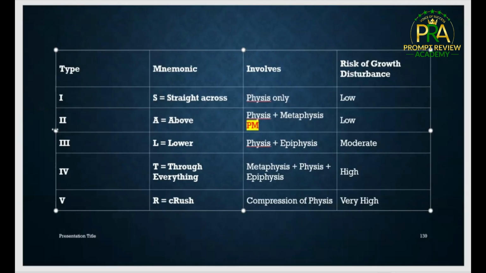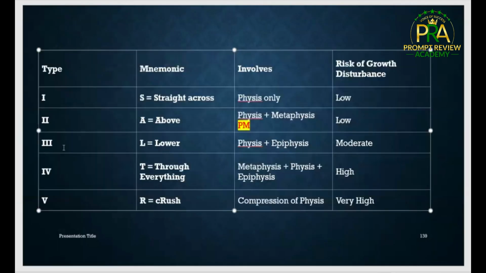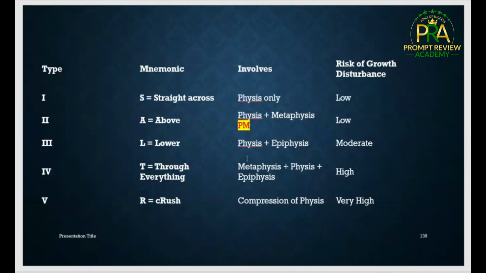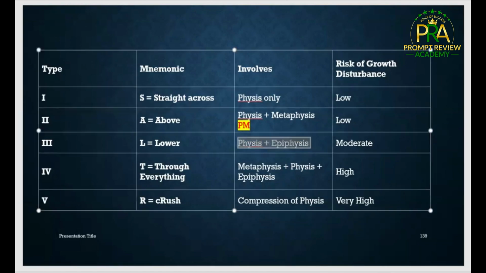Then if it happens in type 3, the fracture happened lower, remember where we are coming from. When the fracture happens lower, that will be physis plus epiphysis. You can call it an evening shift, like people that do evening shift. So we can call it PE, evening shift, just to remember.